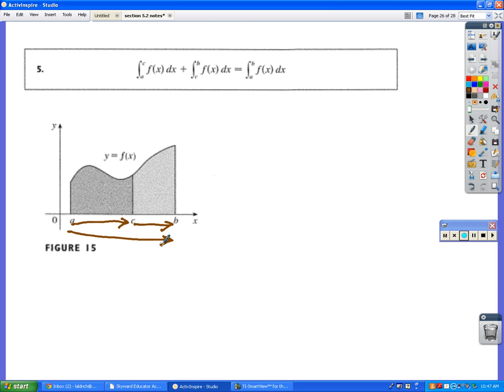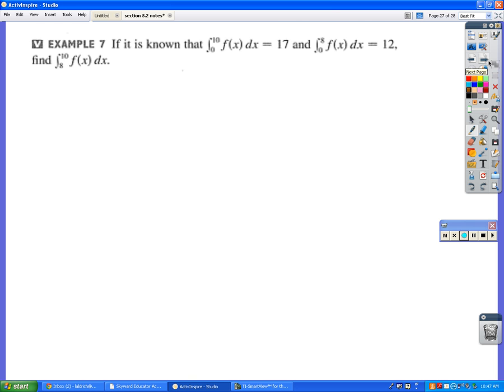All right, and so for example, if you know that for some function f of x, the integral from 0 to 10 is 17. In other words, the area underneath this curve, whatever weird curve it is, from 0 to 10 equals 17. And then you also know the area from 0 to 8 is 12. We would like to figure out the area from 8 to 10. 5. Sure, yeah, you can just subtract. And then you get 5.